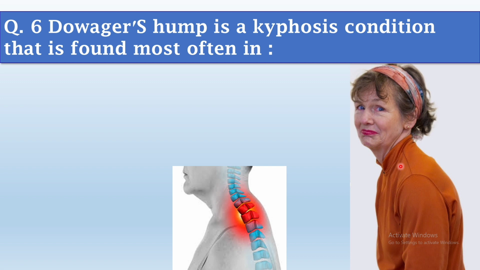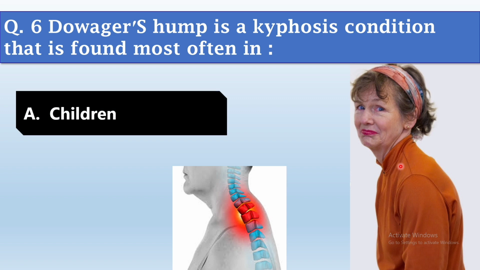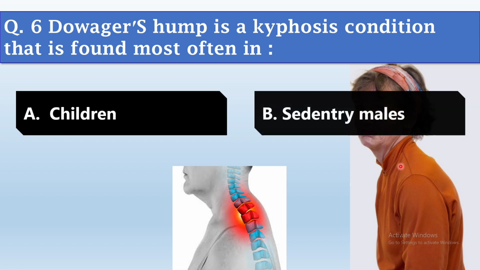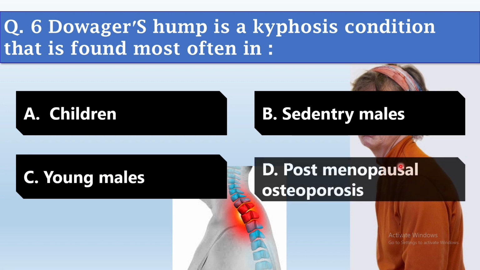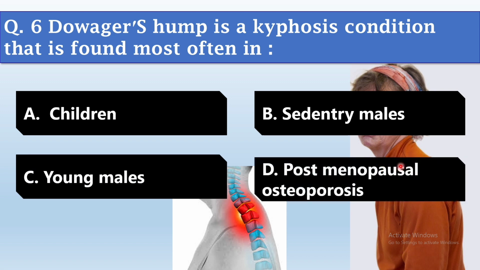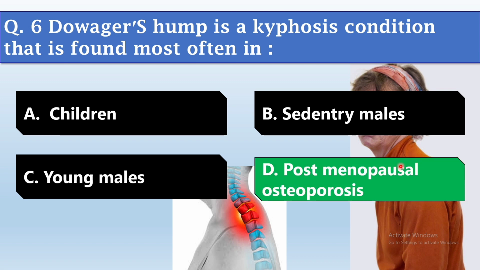Question number 6. Dowager's hump is a kyphosis condition that is found most often in option A children, option B sedentary males, option C young males, and option D postmenopausal osteoporosis. The answer is postmenopausal osteoporosis.